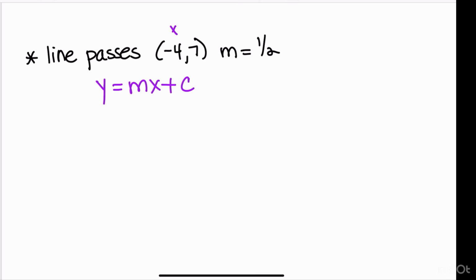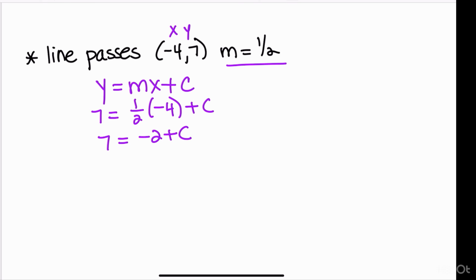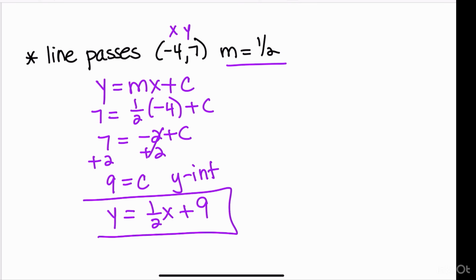If that is the case, and we are not going to be using the point gradient form at all, then what you want to do is call this x, y, and of course, we know that this is going to be our slope, our gradient. So I'm going to replace it, and I'm going to put 7 equals 1/2 of x, which is -4, plus c. 7 equals -2 plus c. If I add 2 to both sides, I get 9 is equal to c. That means that I have found the y-intercept. Then I can write my final answer as y equals 1/2 x plus 9.